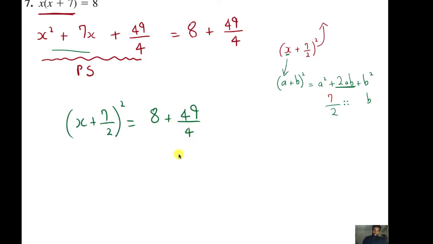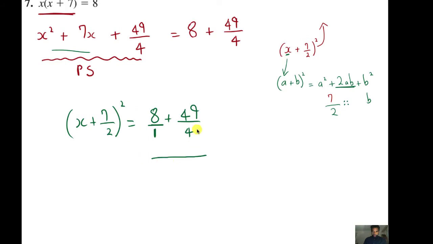Now, how do we proceed? Well, we could try taking the square root of both sides, but let's see, would that help us? That might not be the best idea. So what we might do instead is add these two together. So if we add these two together, assuming that 8 is really the fraction 8 over 1, okay, 8 is really the fraction 8 over 1.